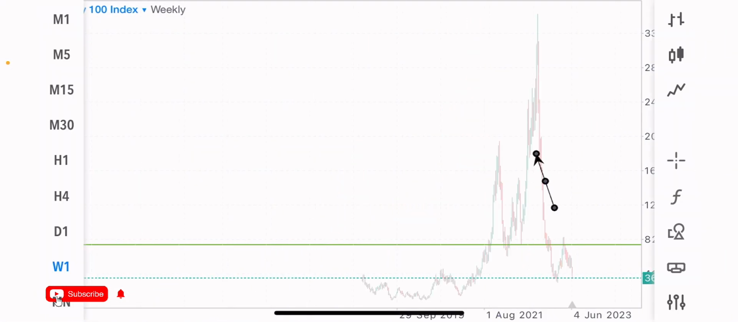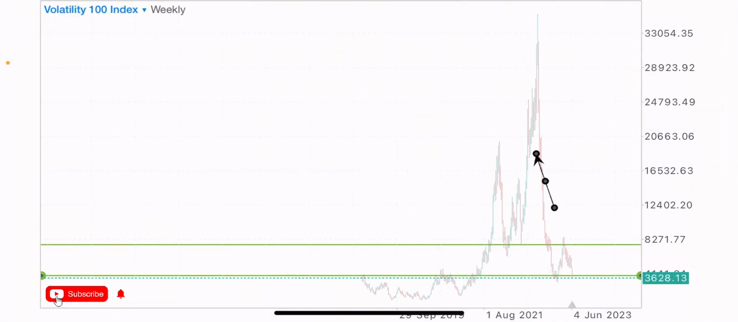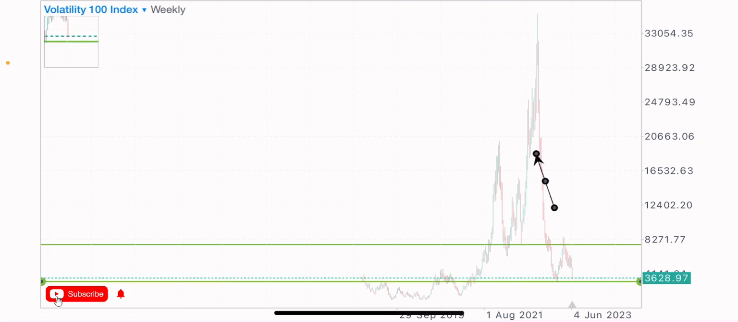Next is to look out for another level to check if we have another zone in the market, and we actually have one as well. We have another zone at this point. So why is this level our zone? Why is this another important zone in the market?